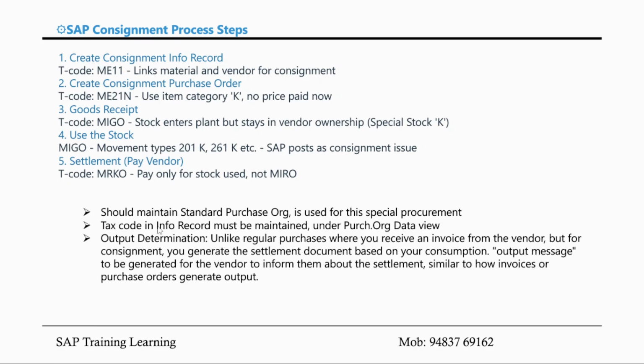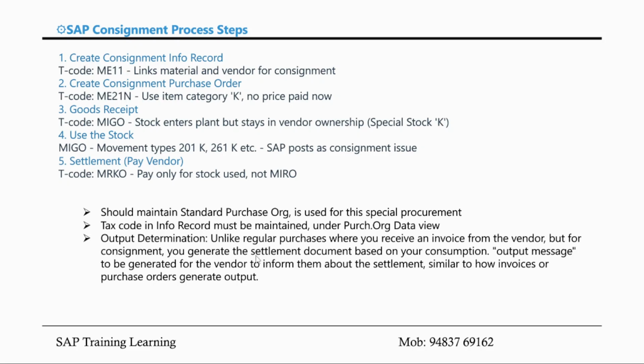Okay, not only just maintaining the tax details, but there is a field under purchase org which you have to select, and then output determination. Why is it mandatory here? Because if it is a regular purchase, you receive an invoice from the vendor, right? But for consignment, there is no invoice, because the supplier dumps the material in your premises against your consignment purchase order, but there is no invoice.